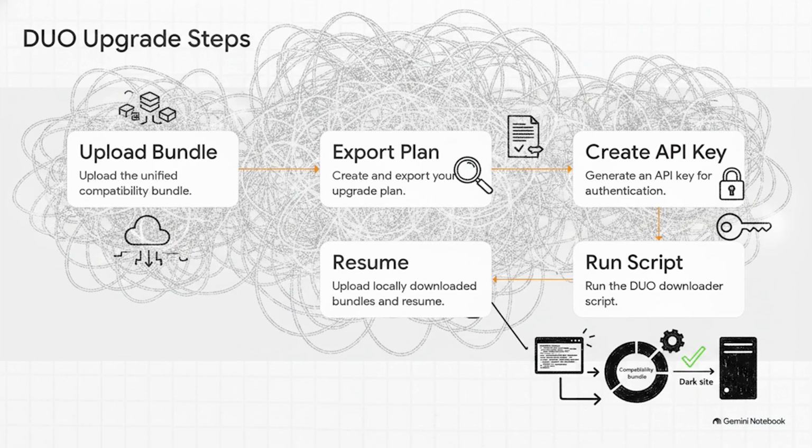First, you upload that compatibility bundle. Second, you export an upgrade plan, which maps out exactly what your cluster actually needs. Third, you create an API key, which is absolutely crucial for secure authentication between your connected script machine and your DarkSide Prism. Fourth, you run a downloader script on a machine with internet access to grab only the necessary files. And finally, step 5, you upload those perfectly matched bundles back into the DarkSide and resume the upgrade. It literally takes all the guesswork out of the equation.